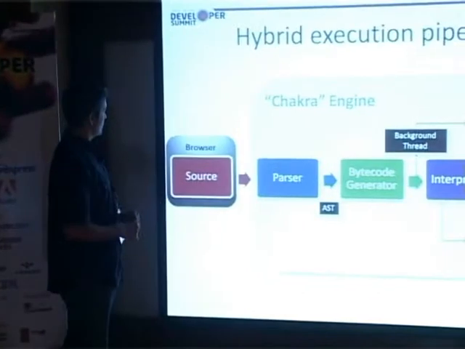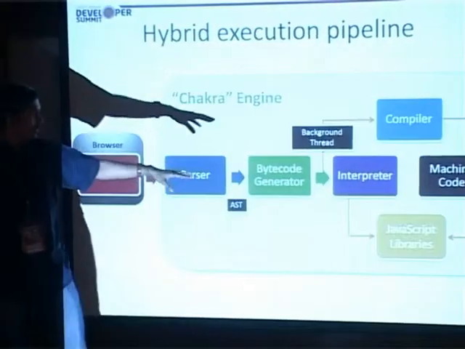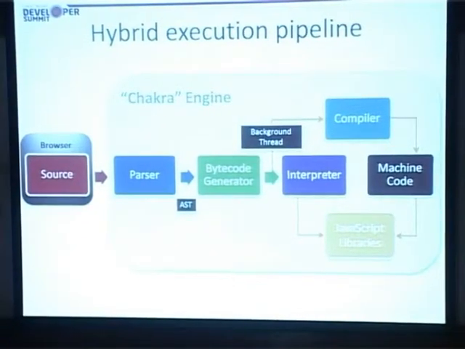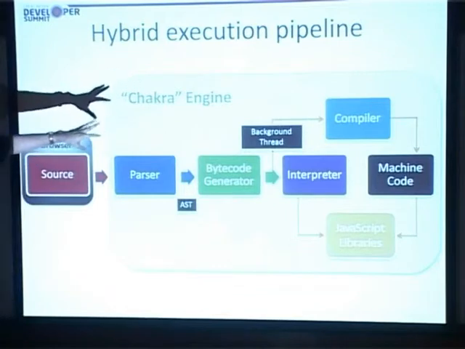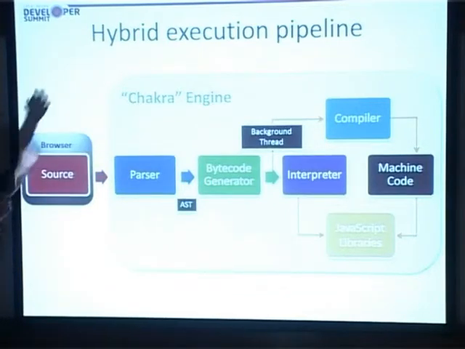So this is your new pipeline. You can see that there are a lot of similarities with the previous one. We have the browser, parser, bytecode generator, we have the interpreter as before, and we have the JavaScript libraries. The new piece here is the compiler. The compiler is a new component in Chakra, and it is responsible for generating machine code.